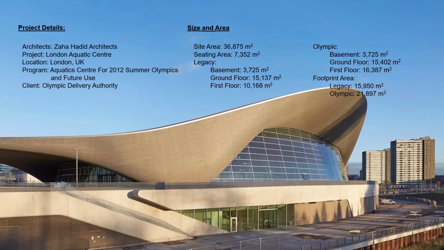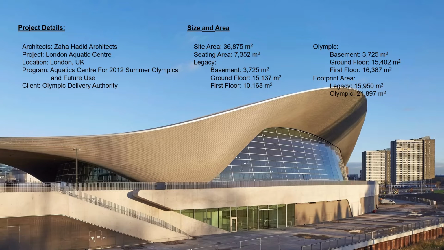Now let's discuss the site and area. The site area is 36,875 meters square, whereas the seating area is 7,352 meters square. And this particular building has two modes, the one being legacy mode and the one being Olympic mode. So there are different types of size areas as per the modes.